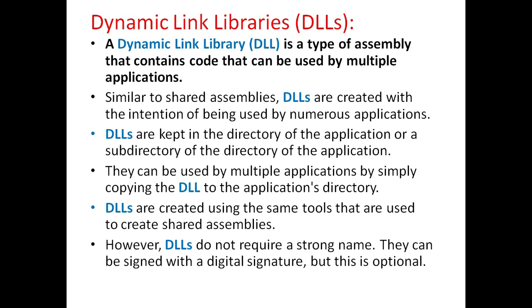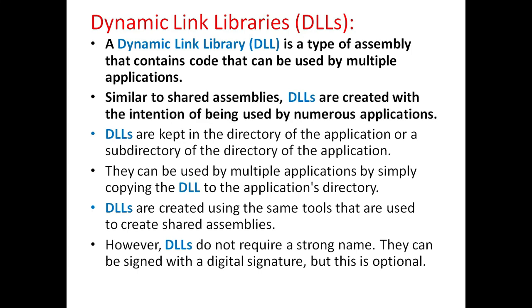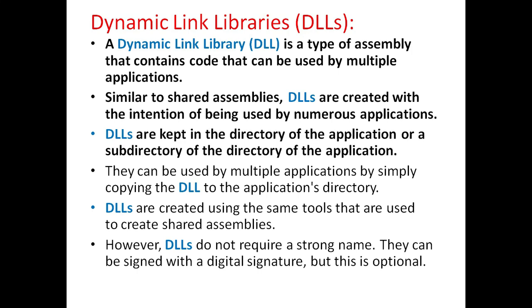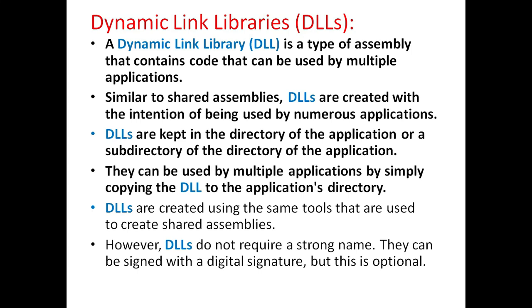Then dynamic link libraries. A dynamic link library is a type of assembly that contains code that can be used by multiple applications. Similar to shared assemblies, DLLs are created with the intention of being used by numerous applications. They are kept in the directory of the application or a subdirectory of the directory of the application. They can be used by multiple applications by simply copying the DLL to the application's directory.